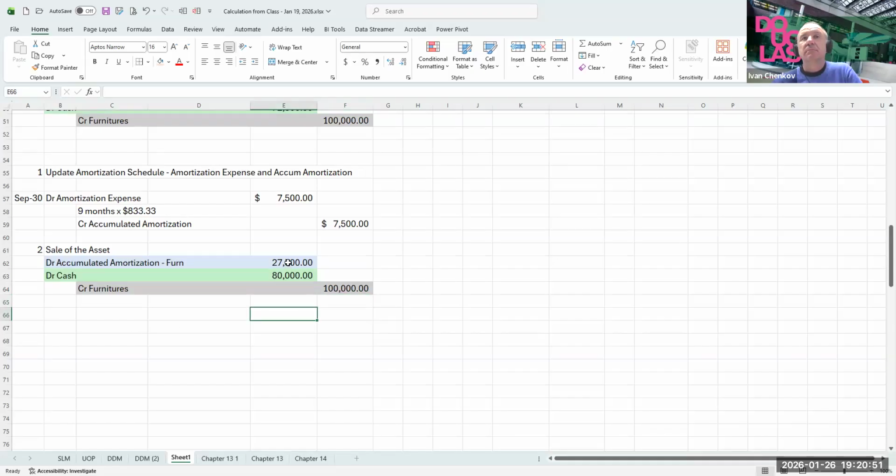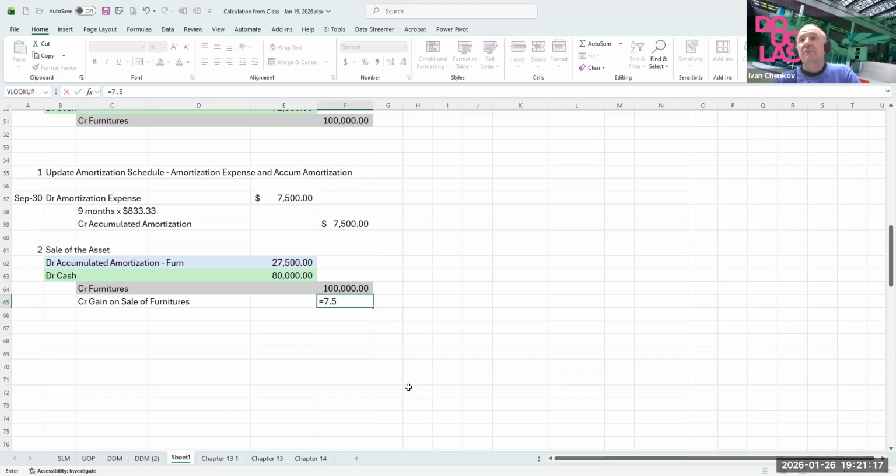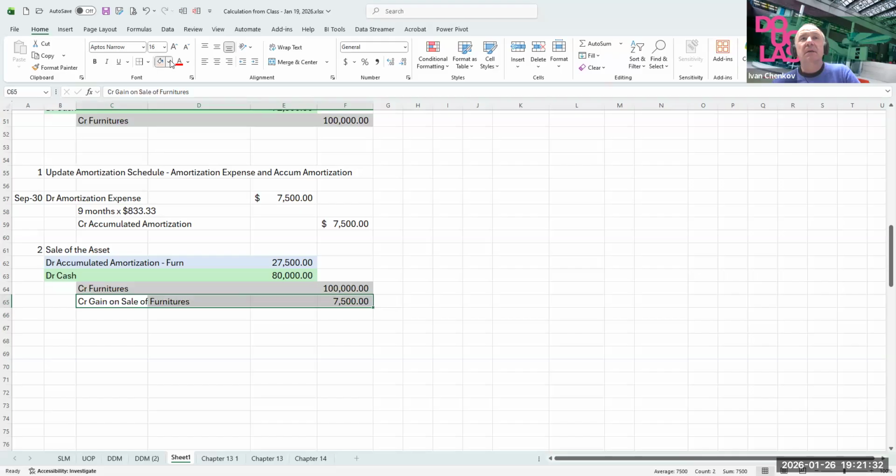So what's happening now? My debit is 107,500. My credit is only 100,000. So I need a credit. I make a profit. So what will that be for me? Credit. That will be gain on sale of furniture. Makes sense? And that will be 7,500. It's going to be equal to this one plus this one minus that one. 7,500, that will be my gain in this case.